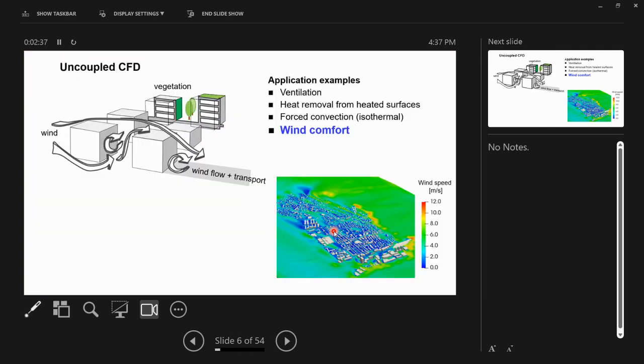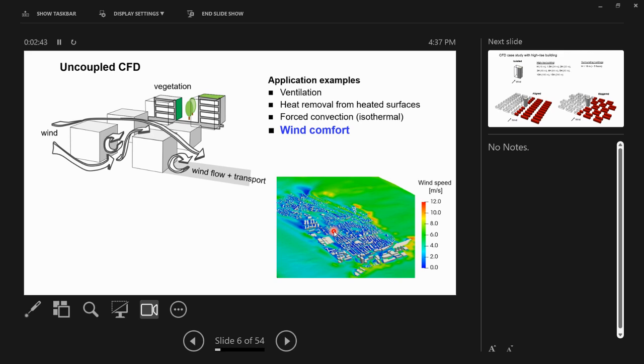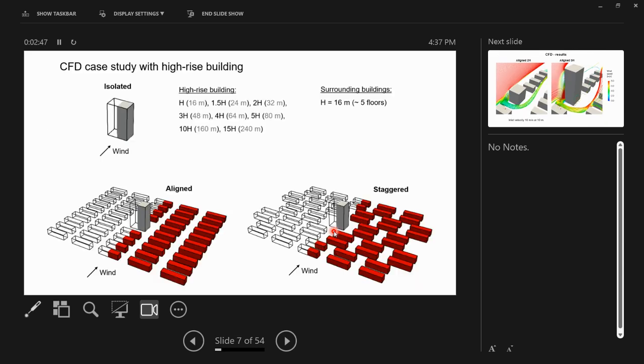Okay, let's start with wind comfort. In this model, we only use the wind flow, the CFD approach. And I just show you here an example of a high-rise building, standalone, or in a neighborhood with aligned and staggered buildings. And we will systematically increase the building height and see how the wind comfort will degrade.